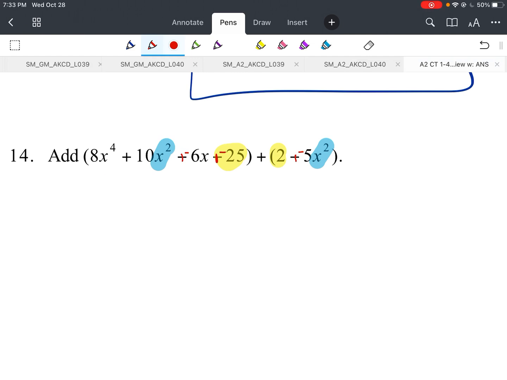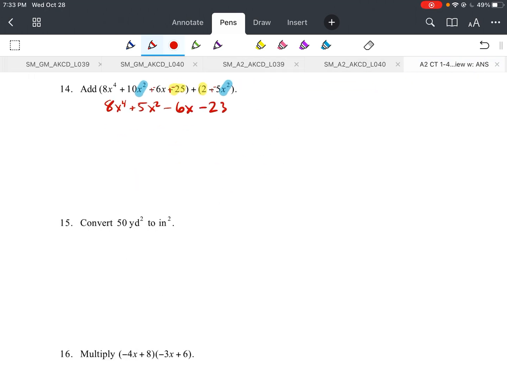All right, so this is going to be 8x to the 4, nothing you can do there. I got a 10x squared and a -5x squared, so 10 and a -5, that's just 5. So plus 5x squared. The next term would be -6. You could put plus negative or minus 6x. And then the last one, -25 and +2. Signs are different, find the difference. That's 23, and it's -23. So I think that one's good as well.